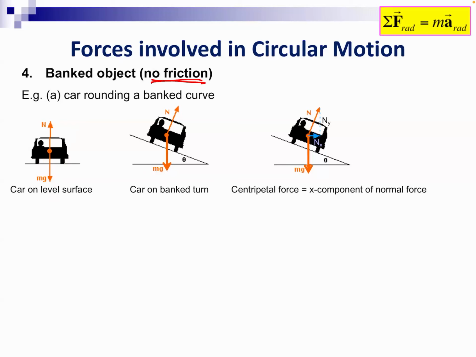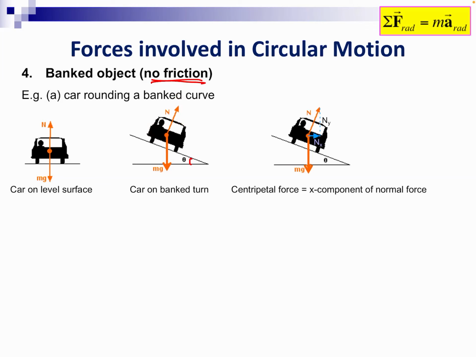Okay? But if we bank the curve so that you have some angle theta relative to the horizontal, the free body diagram will change such that the normal force will now have this orientation, because the normal force is always perpendicular to the surface. And since your surface is inclined, your normal force will be oriented differently than when you have a level surface like this. Okay, so how do we deal with this banked curve?